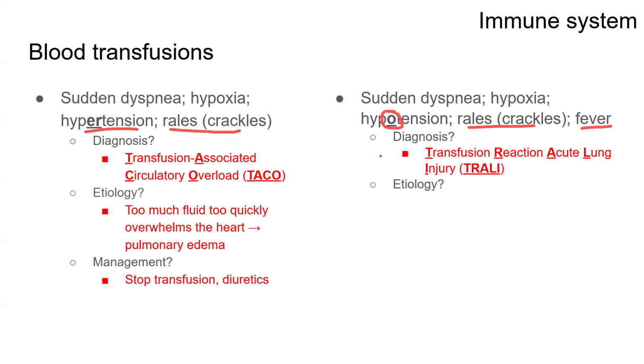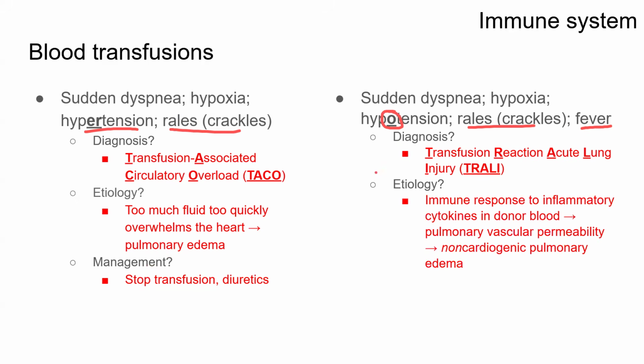And the etiology in this case is again a little bit different from TACO. It's an immune response, hence the reason why they might have a fever. But it's an immune response to inflammatory cytokines in the donor blood. And then there's pulmonary vascular permeability, and then there's non-cardiogenic pulmonary edema. So the big distinguishing factor between TRALI and TACO is there's pulmonary edema in both cases, but in TRALI it's non-cardiogenic because it's like an immune response.